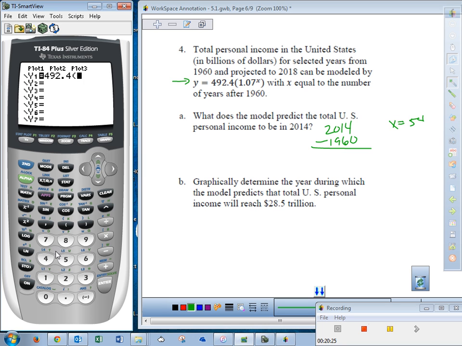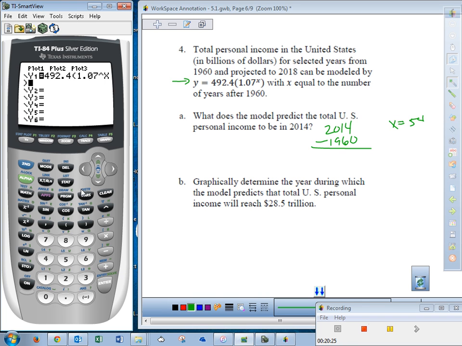492.4 times 1.07 to the x power. Let's slow down for a second. Can you realize that this is an exponential equation? Because where is the variable x? In an exponent. Is it exponential growth or exponential decay? Growth, because the base is more than 1.